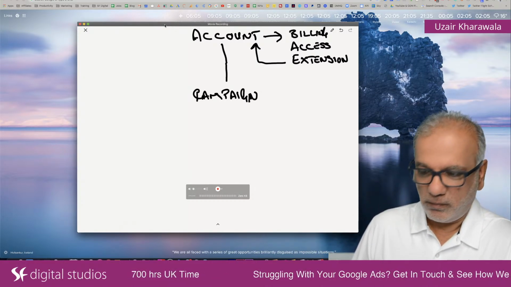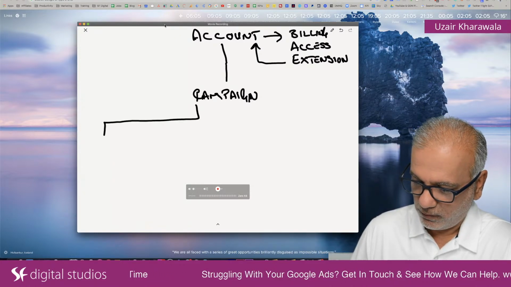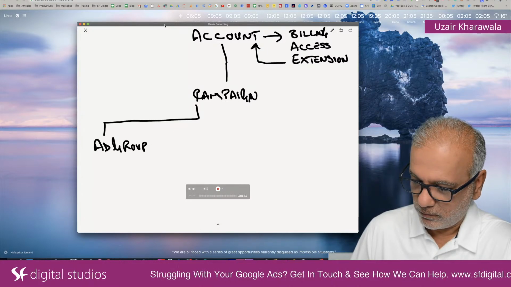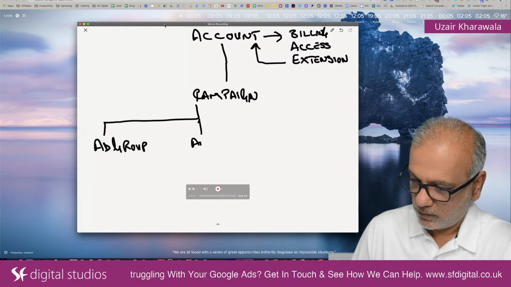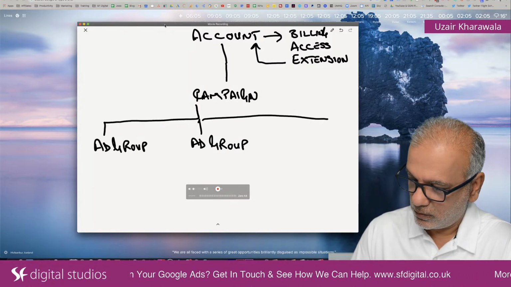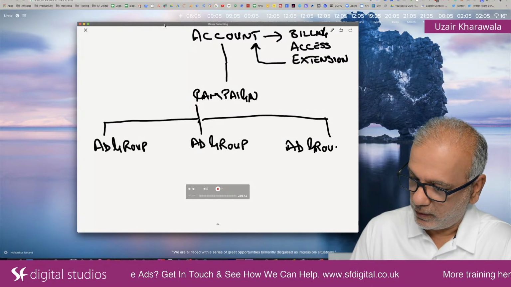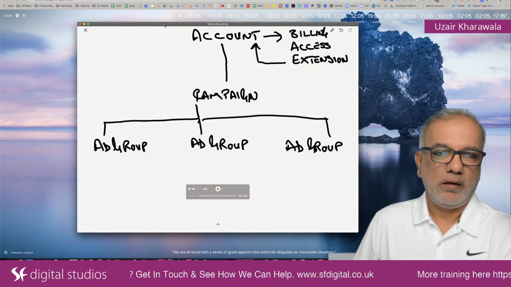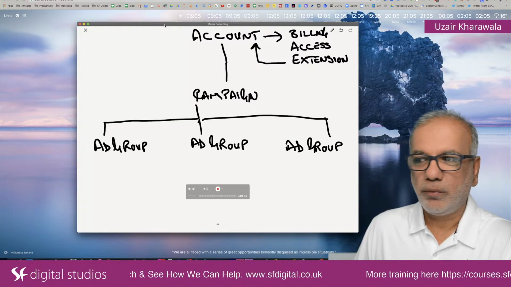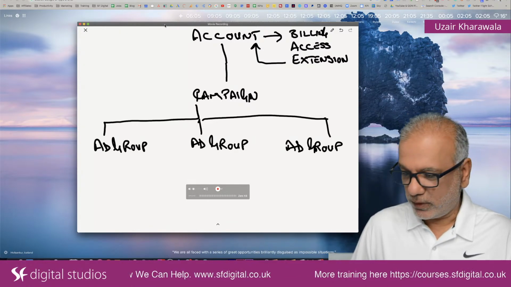So we've got our campaign. Then under the campaign we have our ad groups. Again, you can have one or many. If you've got lots of different services or products, then I would not recommend that you put them all in the same ad group. You make them in a separate one.